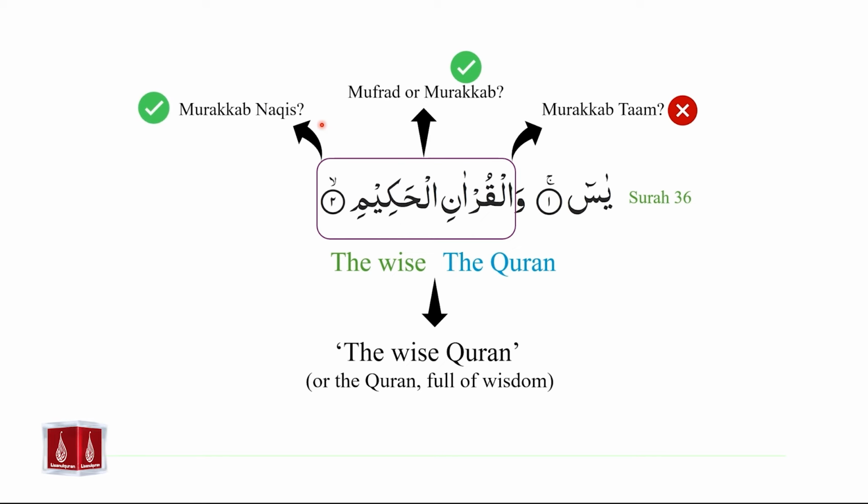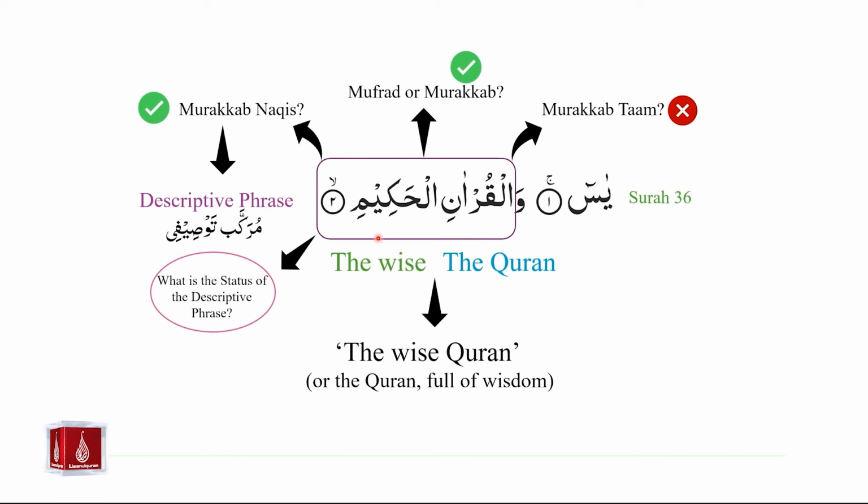Is it a murakkab naqis? Yes. If it's not a murakkab tam, it is a murakkab naqis. What type of murakkab naqis? Al-Quran al-Hakim is a descriptive phrase or murakkab tawsifi. Why? Because it has a sifat and it has a mosuf. In the case of Al-Quran al-Hakim, Al-Quran is the mosuf, which is the Quran, and Al-Hakim is the sifat. What is the status?